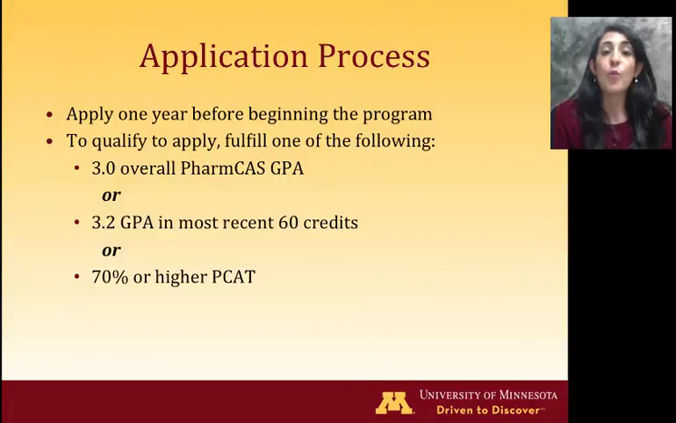Applicants apply about 1 year before they begin the program. There are 3 ways that you can qualify to apply. The first is to have a 3.0 overall PharmCAS GPA, which includes all courses taken in college. If you don't meet this requirement, you can qualify by having a 3.2 GPA in your most recent 60 credits. If you don't meet that criterion, if you earn 70% or higher on the PCAT, then you qualify to apply.